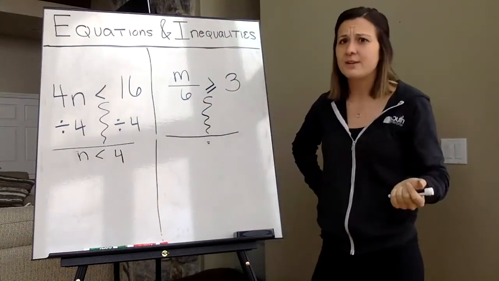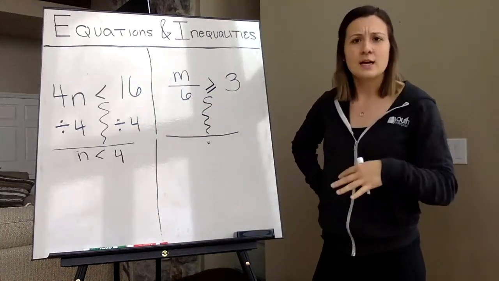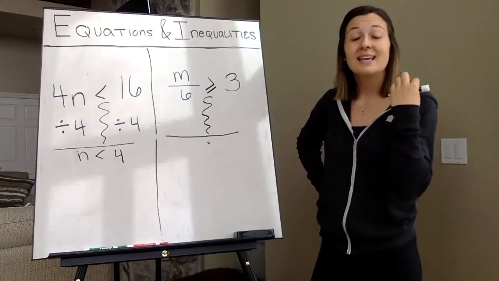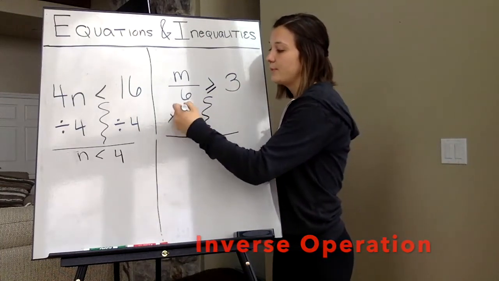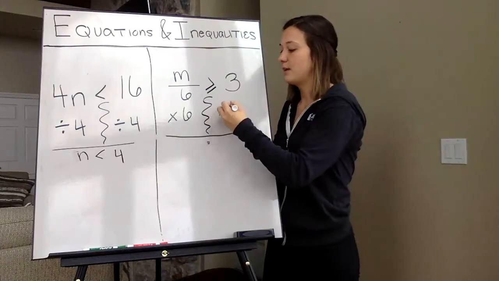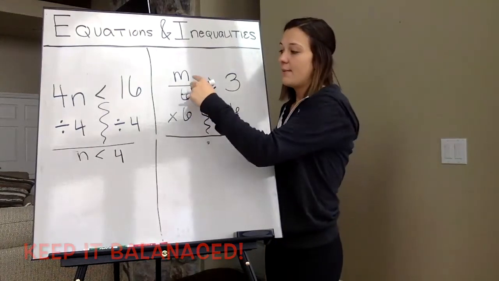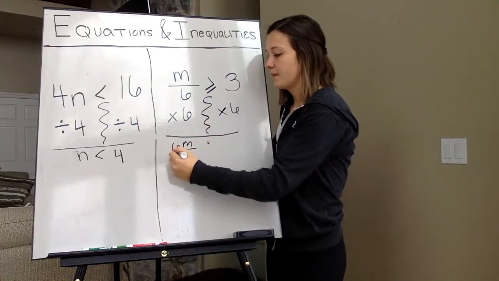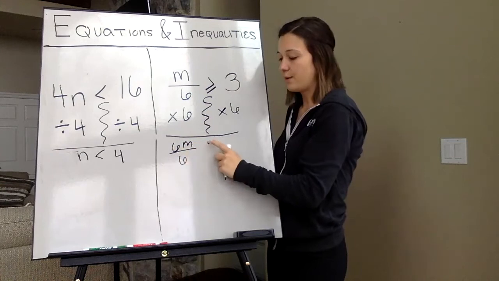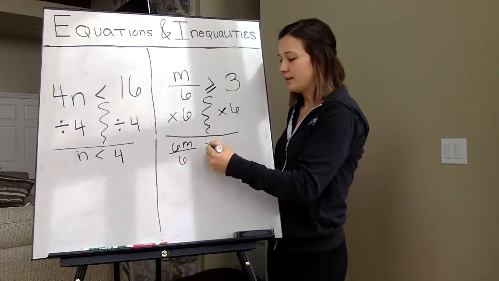How do I get rid of dividing by 6? I want that gone. Do the opposite inverse, right? So I need to multiply by 6. I'm going to do the same thing over here to keep it balanced. Now, if I multiply m over 6 times 6, that gives me 6m over 6. Again, I wrote an equal sign and I screwed up. What sign should go here? Greater than or equal to.